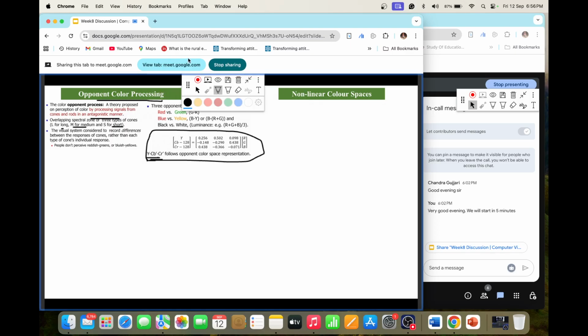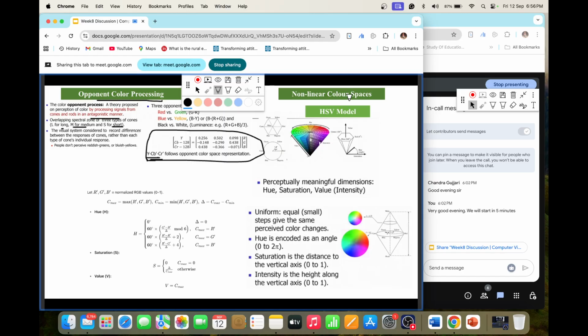And at last we have the non-linear color processing, that is the HSV model. The HSV model takes three values: hue, saturation, and value or intensity. Hue is defined by an angle from 0 to 2 pi. Saturation is a distance from the vertical axis, and that is given from 0 to 1. Intensity is regarding height, given on the vertical axis from 0 to 1. So these are the three things: hue, saturation, and value. That is why HSV.